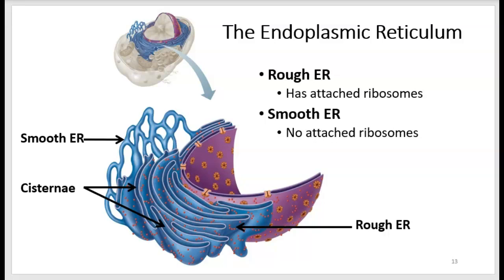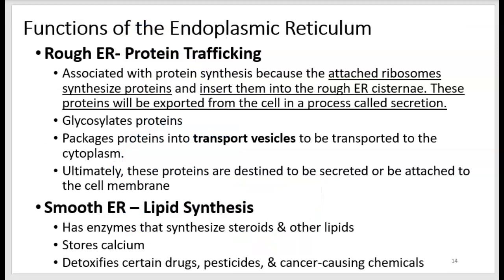One is the rough ER that has ribosomes attached to it, and it got its name because looking under the microscope it reminded somebody of rough sandpaper. And then the smooth ER, which doesn't have any ribosomes. Ribosomes are absent. The two divisions of the ER have very separate functions. The function of the rough ER is associated with proteins, and the function of the smooth ER is associated with lipids. So first I want to talk about the rough ER.